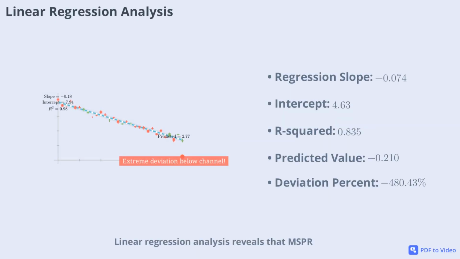Linear regression analysis reveals that MSPR is trading far below its historical mean. The slope is negative, confirming a strong downtrend, while the intercept sets a much higher historical baseline. The R-squared value is high, indicating the price closely follows the regression pattern. The predicted value is actually negative, and the deviation percent is extremely large, suggesting the stock is massively undervalued relative to its regression channel. This could present a potential mean reversion opportunity if the trend reverses.